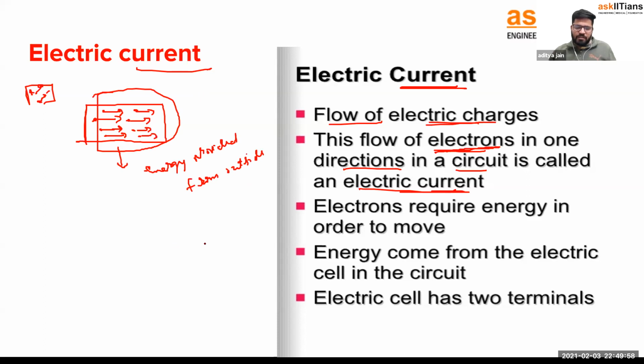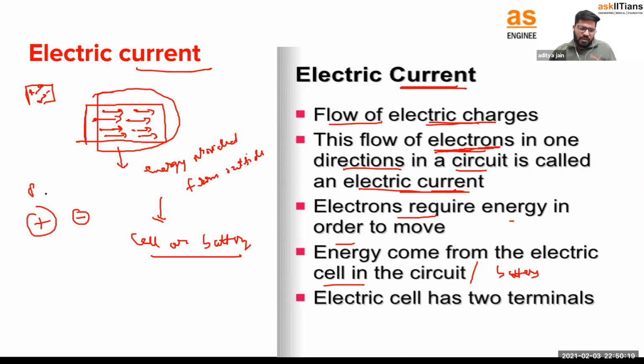So you are providing some energy and then only current is said to be flowing. That energy is given by a device which is known as a cell or battery. A cell or battery is a source of energy in the electric circuit where current will flow. So electrons require energy in order to move. So energy comes from the electric cell, or you can say battery. Okay, so what is a cell or battery? It has basically two terminals, positive and negative. You all have seen an AA type cell, AAA cell. These cells have positive and negative terminals.